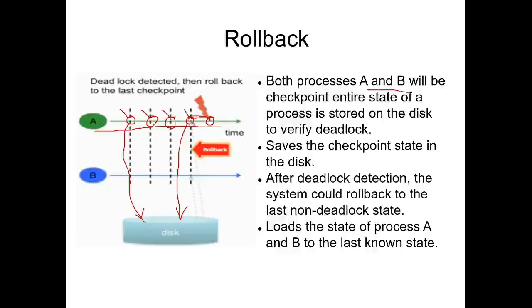So both processes A and B will be checkpointed, the entire state of a process stored on the disk to verify deadlock. It saves the checkpoint state in the disk. After deadlock detection, the system could roll back to the last non-deadlock state, and load the state of processes A and B to the last known state. So the current status of the processes will be saved, and that information will be loaded.